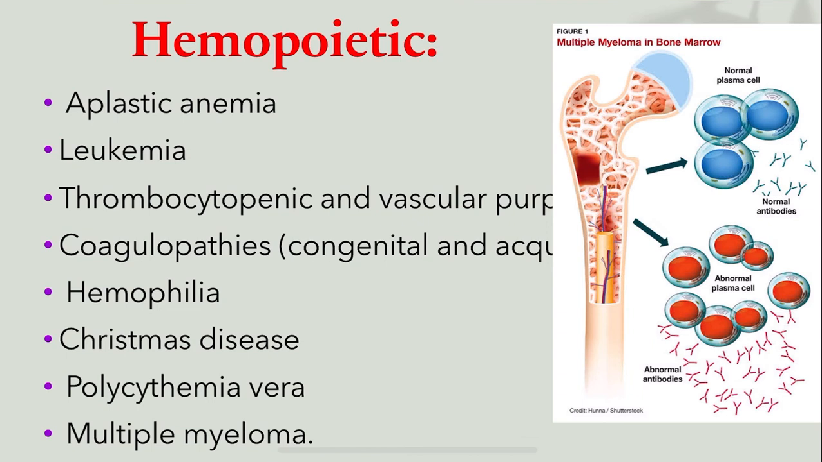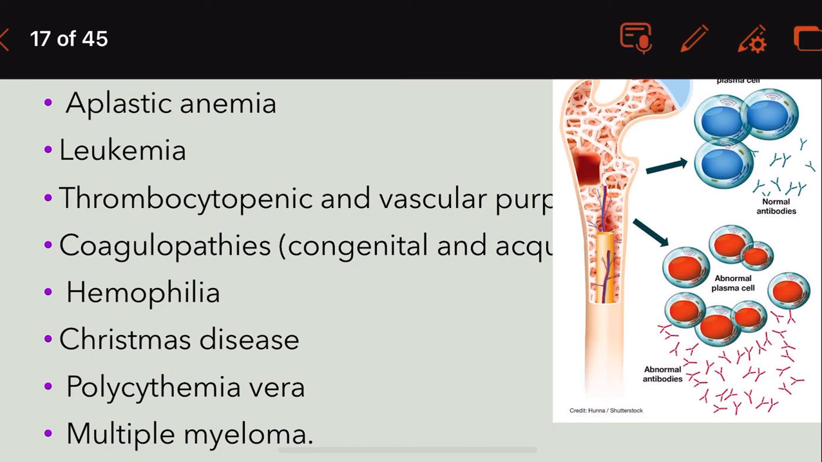leukemia, in which again the bone marrow and other organs will produce the abnormal leukocytes. In leukemia, what's happening, the WBC level is going to increase. Abnormal leukocytes, immature leukocytes are going to be produced. Thrombocytopenia and vascular purpura. Here they are talking about thrombocytopenic and vascular purpura. Then we move on.